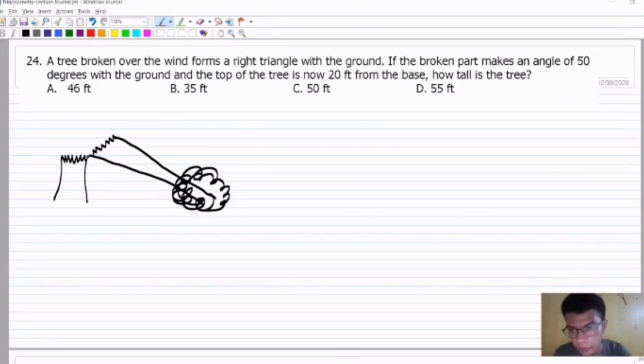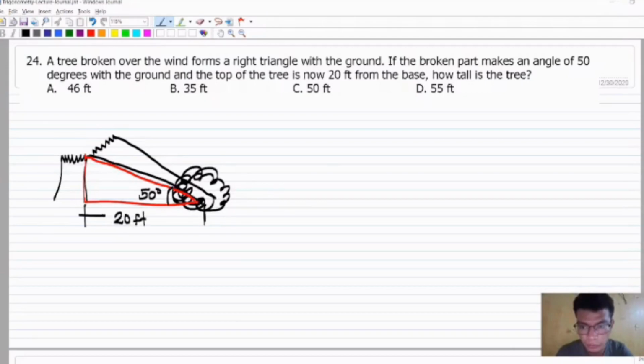So the right triangle formed here is ito, yung kulay red. So sabi diyan, if the broken part makes an angle of 50 degrees with the ground, itong broken part, nagkaroon daw siya ng angle of 50 degrees with the ground. And then the top of the tree, itong top ng puno na to, is now 20 feet from the base. How tall is the tree?